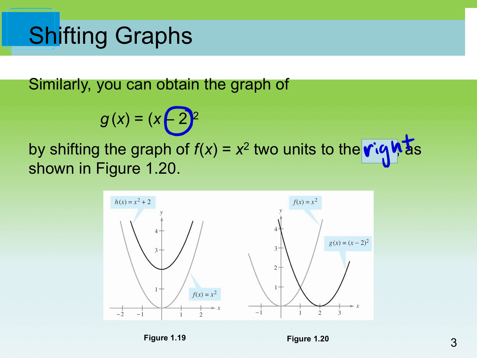So it gives a graph of an example for each one. When we add 2 on the outside, it just shifts our parent function up 2, so our parabola would just move up 2. And then if we subtract 2 on the inside, our graph would just shift to the right 2.